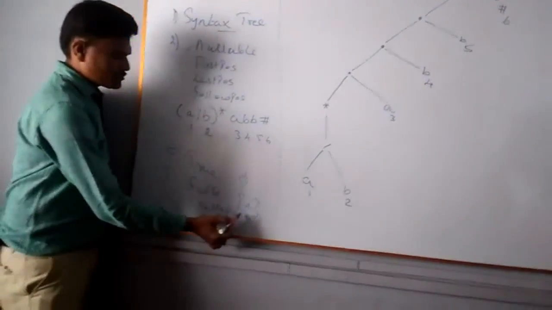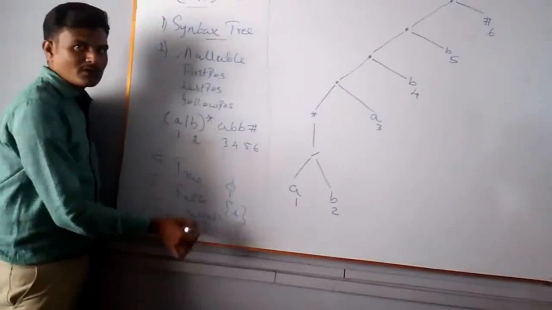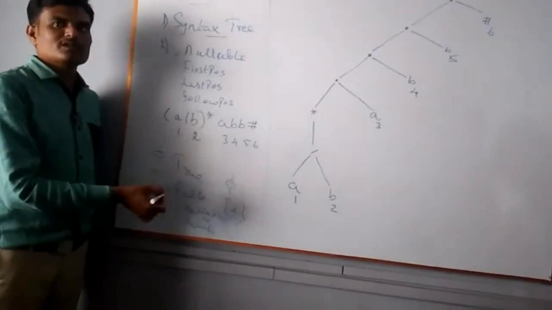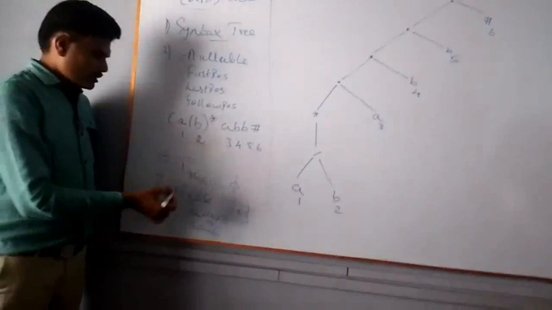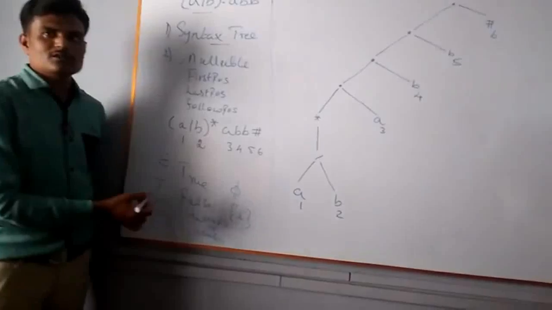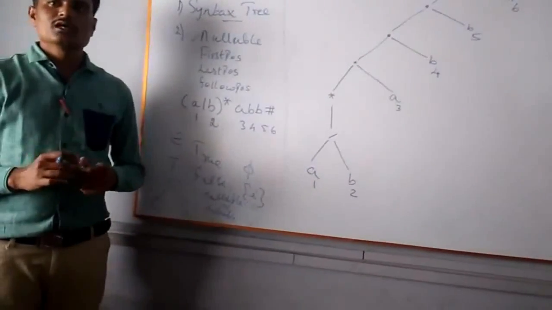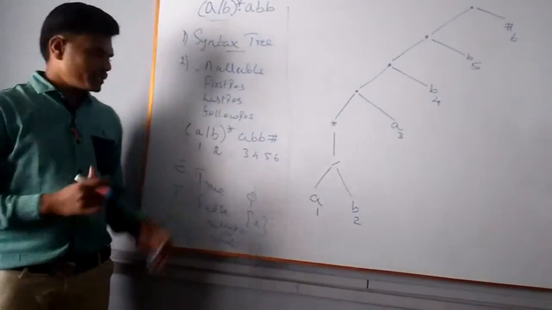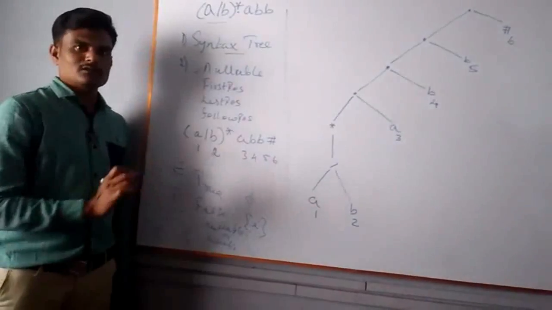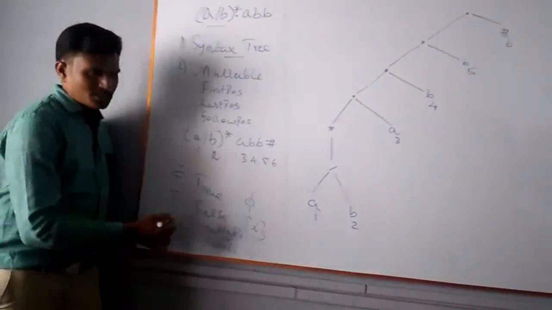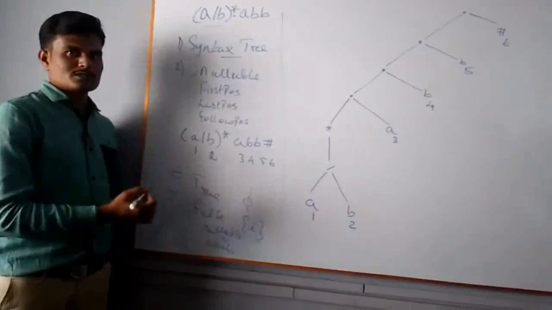If nullable of C1 is false and nullable of C2 is false, false or false is false. So based on that we will be determining it. And for finding the first position, your value will be first position of C1 union first position of C2 for that particular node. And for last position also, last position of C1 union last position of C2.